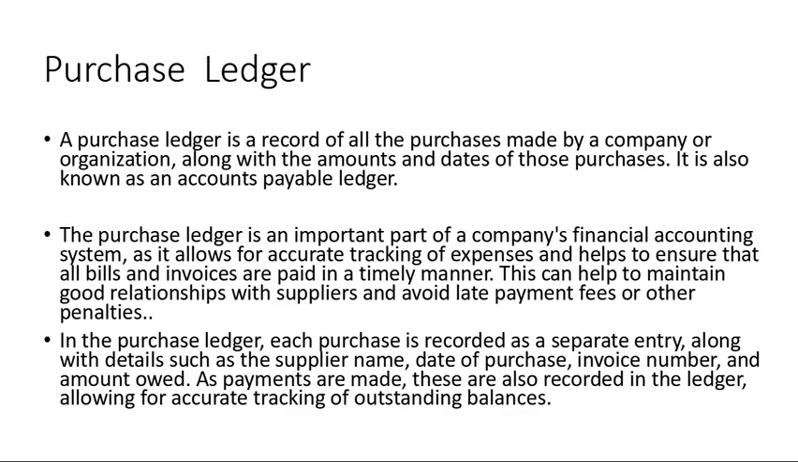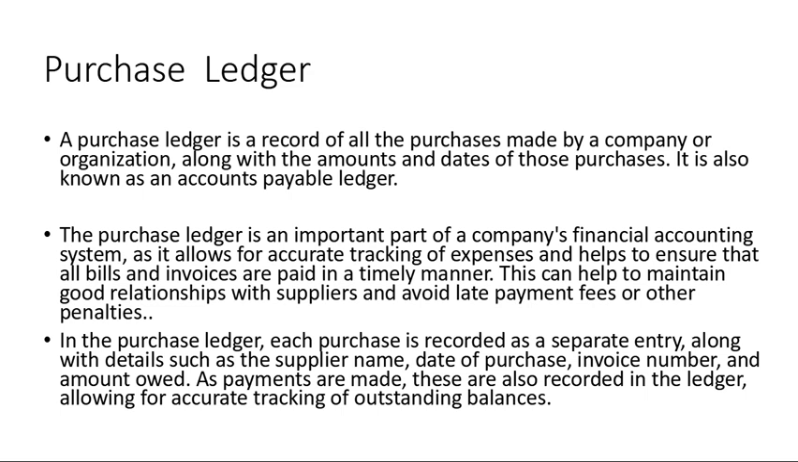The next type of ledger is called purchase ledger. It is the same as a sales ledger. A purchase ledger is a record of all purchases made by a company or organization along with the amounts and dates of those purchases. It is also known as the accounts payable ledger. The purchase ledger is an important part of the company's financial accounting system as it allows for accurate tracking of expenses and helps to ensure that all bills and invoices are paid in a timely manner. This can help to maintain good relationships with suppliers and avoid late payment fees and other penalties.